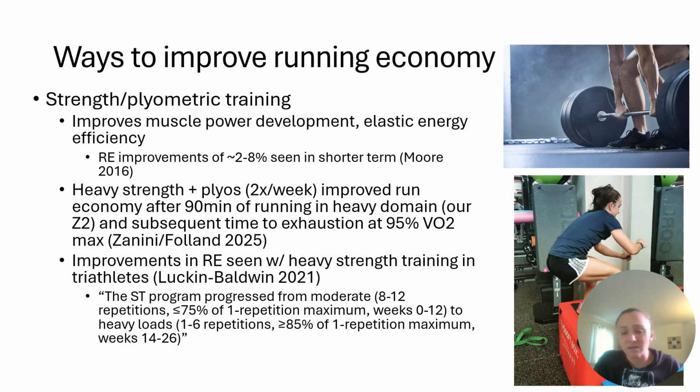This can show improved run economy anywhere from 2 to 8%, even in the shorter term. I think it was like 12 weeks with that. Heavy strength and plyometrics twice a week have also been shown to improve run economy after 90 minutes of running in the heavy domain. So this would be kind of like RZ2, or a marathon to half marathon pace. And it also improves subsequent time to exhaustion at 95% VO2 max.